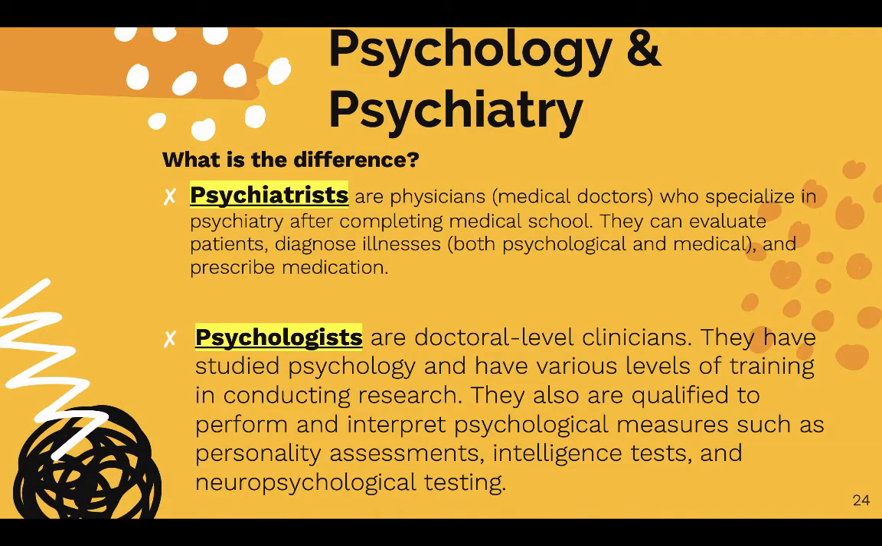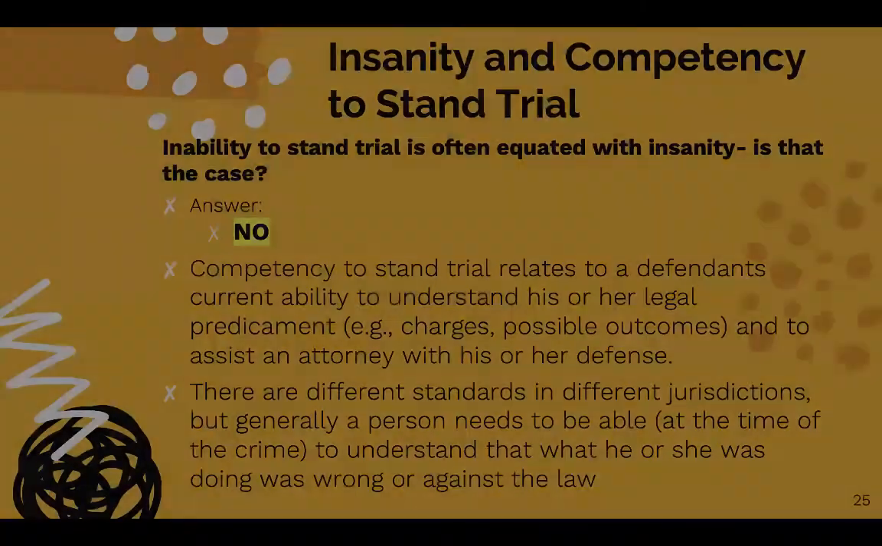So what is the difference between a psychiatrist and a psychologist? A psychiatrist is a physician. They're a medical doctor who's gone through medical school, who specializes in psychiatry, who can diagnose illnesses, both psychological and medical, and prescribe medication. Psychologists are doctoral level clinicians. They've studied psychology and have various levels of training and conduct research.